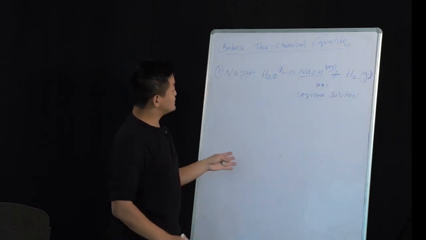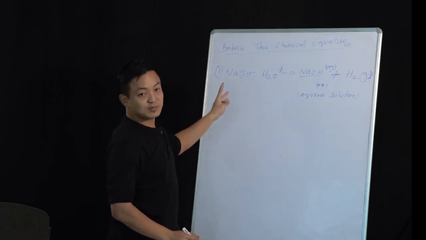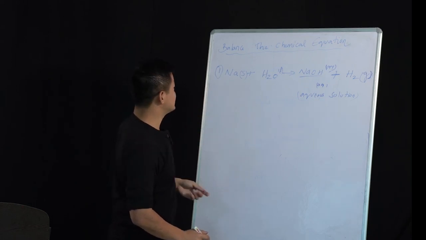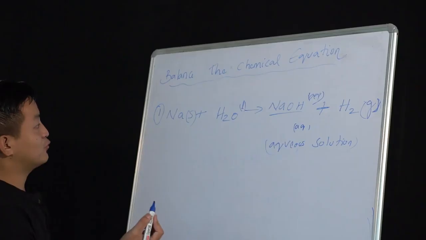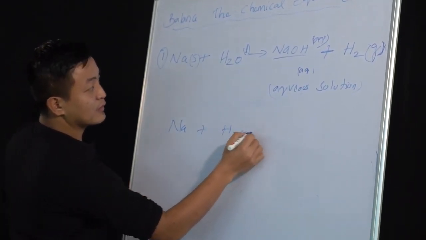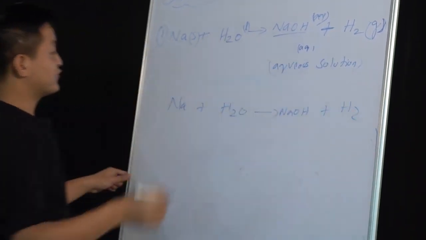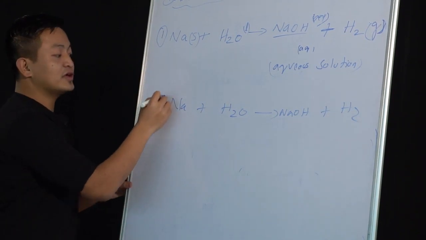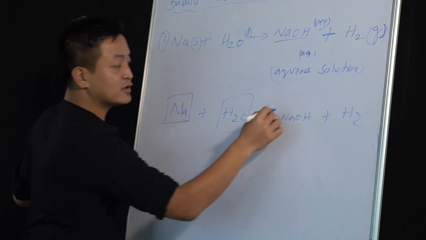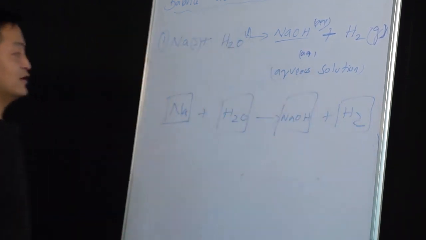So now let's all check together whether this equation is balanced or not. And if it is not balanced, we'll apply the steps that I gave yesterday and we'll balance this equation. So the first step, what we will do is, we'll write the chemical equation here. And the first step is to draw a box around each formula. So you draw a box around the sodium here, the water, the sodium hydroxide, and the hydrogen gas.